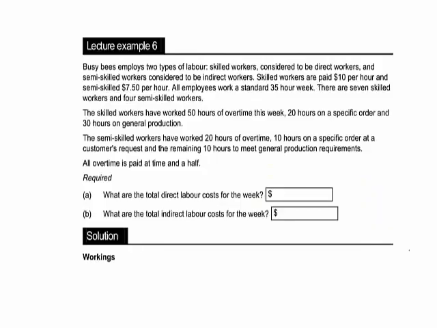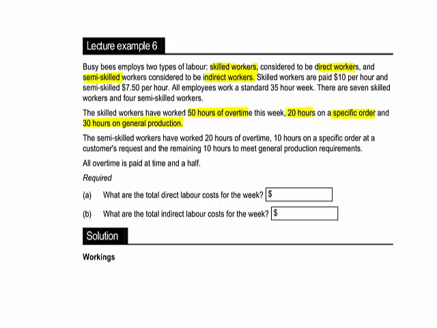So Busy Bees then has two types of labour: skilled workers who are direct workers and semi-skilled workers who ordinarily are indirect. And we're given some information about their rates of pay and how many of each employee we've got and the number of hours they work a week. All of the skilled workers then have done 50 hours overtime this week, 20 hours on a specific order and 30 hours on general production. So we're going to have to classify those 50 hours of overtime differently, because some of them were for a specific order and some of them were for general production.